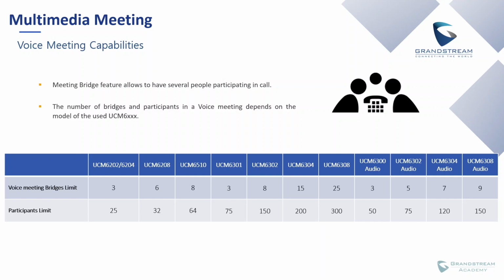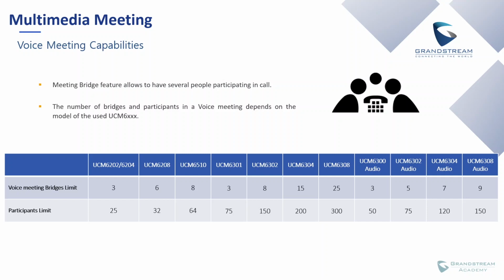For the UCM 6510, it supports up to 8 bridges with 64 participants. For the UCM 6301, with 3 bridges and up to 75 participants. For the UCM 6302, we have 8 bridges with up to 150. For the UCM 6304, we have 15 with up to 200 participants. For the UCM 6308, we have 25 bridge limit with up to 300 participants.